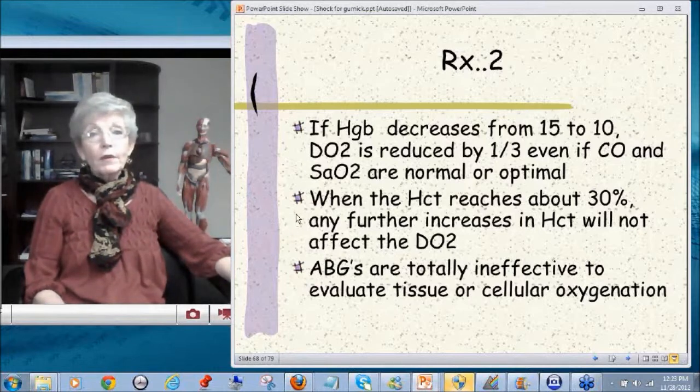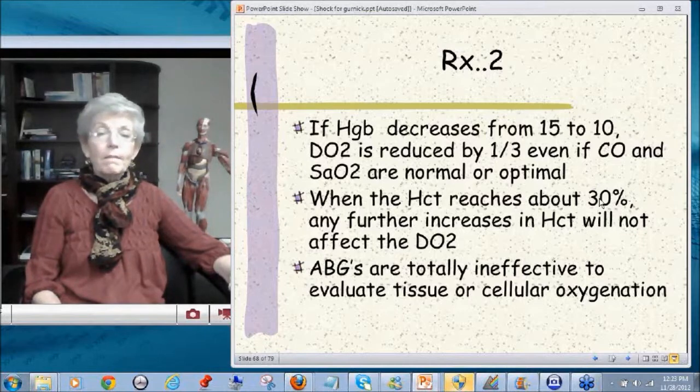So when the crit, which is normally like 45, reaches about 30, any further increases in hematocrit really won't affect the delivery. So this is kind of like the low point, but if you get below that, you would want to optimize hemoglobin and hematocrit levels by blood transfusion.